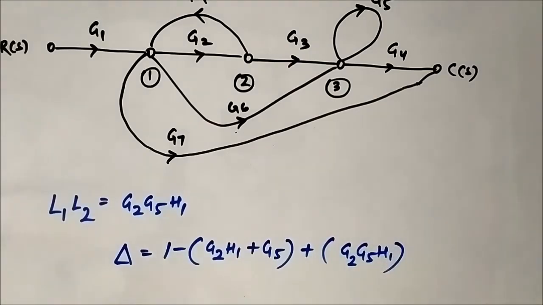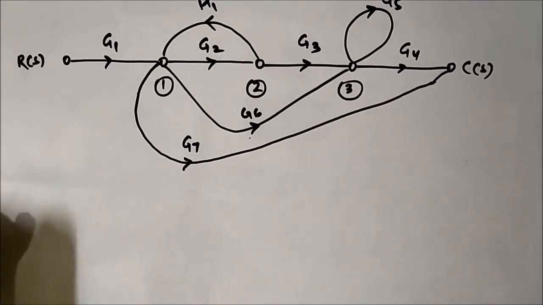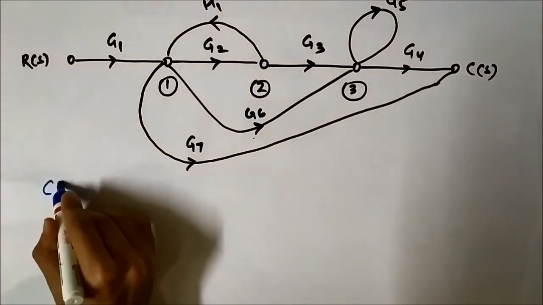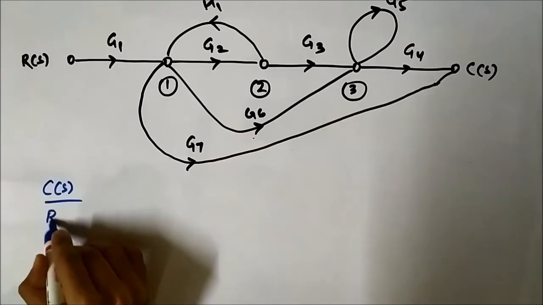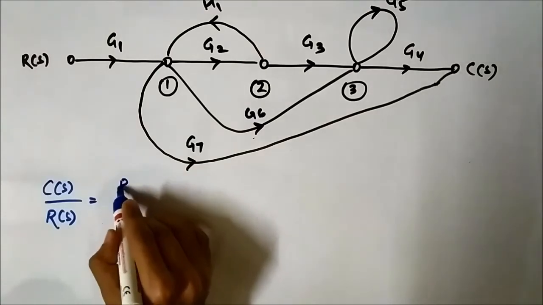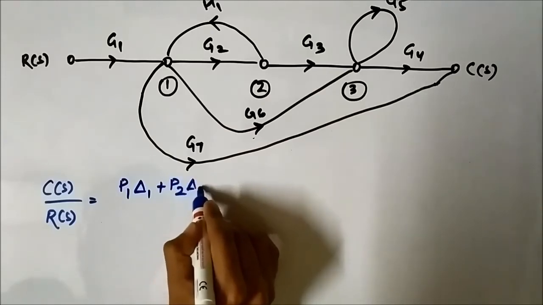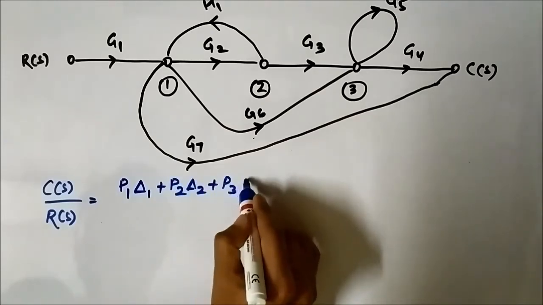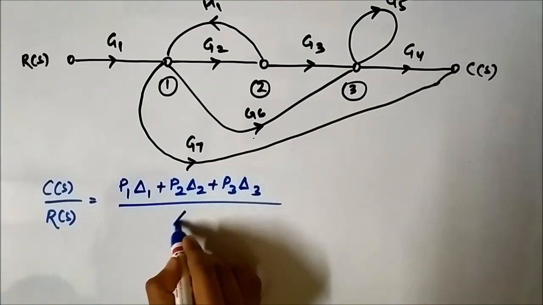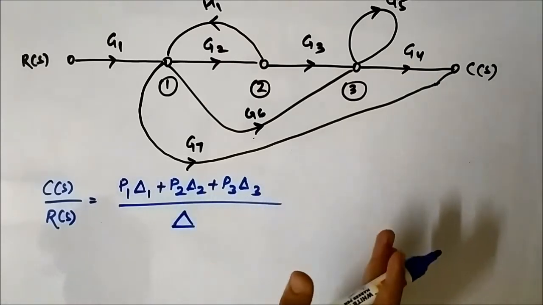Now let us put it in Mason's gain formula to determine the transfer function. We just have to put in the respective values. The transfer function of a system is given by, there are three forward paths, P1 delta 1 plus P2 delta 2 plus P3 delta 3 divided by delta, which is 1 minus the sum of the individual loop gains plus the sum of gain products of two non-touching loops.